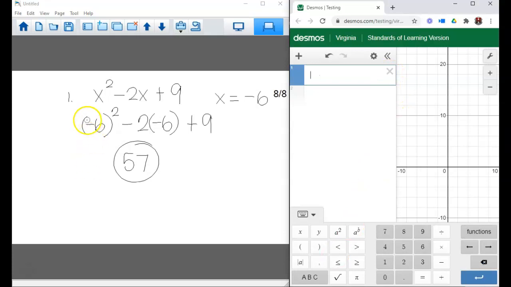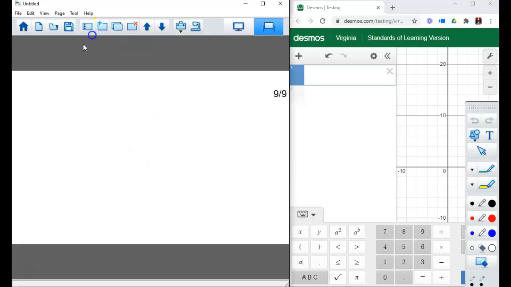But remember, the important thing is, do you need to add parentheses or not? You do if there's an exponent, you do if there's a multiplication. Any other time, you do not.